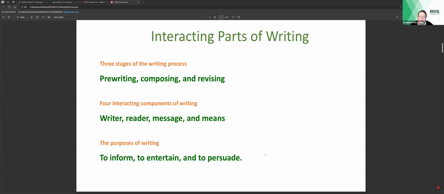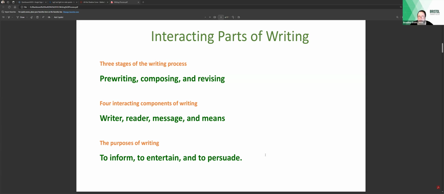And sometimes you might actually go back and forth between composing and revising. For the interacting components of writing, we have the writer, you. We have the reader. In this case, this semester is probably going to be me, but it might be, let's say, a friend that you get feedback from, or maybe someone in your family. It could be a tutor that you're working with this semester.